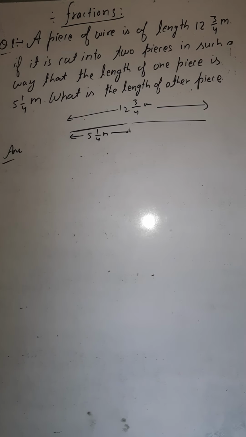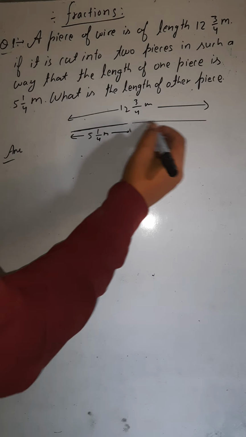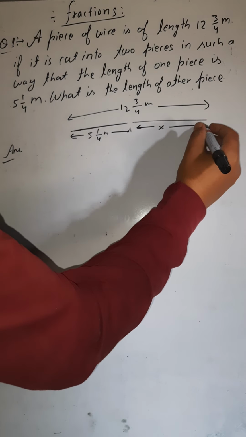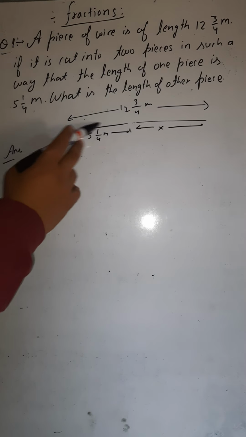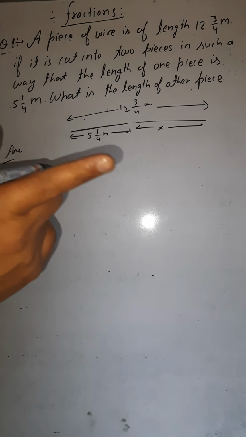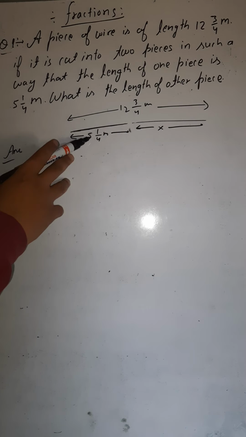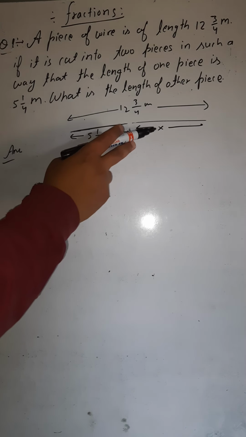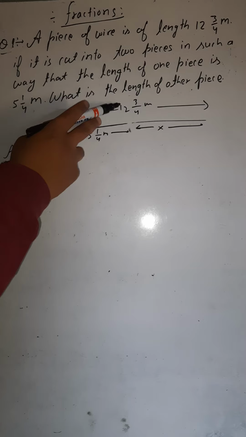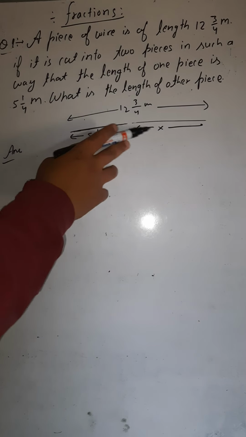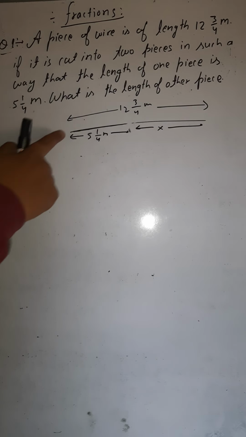Let's say the length of this one piece is x. We do not know the length of this piece, so let it be x. This is the length of one piece and this much is the length of the other piece, so the total length would be equal to this much. Because the total length of the wire is 12 whole 3 by 4 meter. The length of the first piece has been given, and the length of the second piece, let's say, is x. Now if I add x and 5 whole 1 by 4, it would be equal to 12 whole 3 by 4. Are you getting it? Because this piece plus this piece equals the total. So x plus this much would be equal to this much, because this is the total length.